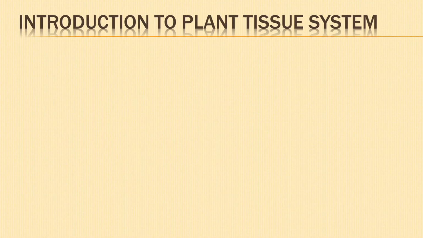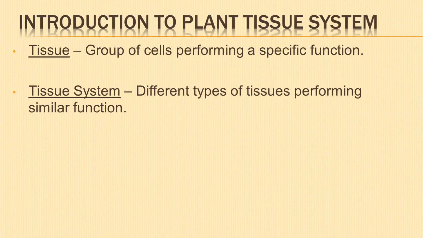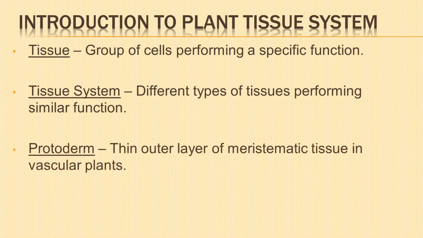Let us start with the introduction to tissue system. A group of cells performing a specific function is known as tissue. Different types of tissues in a plant that perform similar basic function is known as tissue system. It is a functional unit derived from protoderm. Protoderm is a thin outer layer of meristematic tissue in vascular plants.